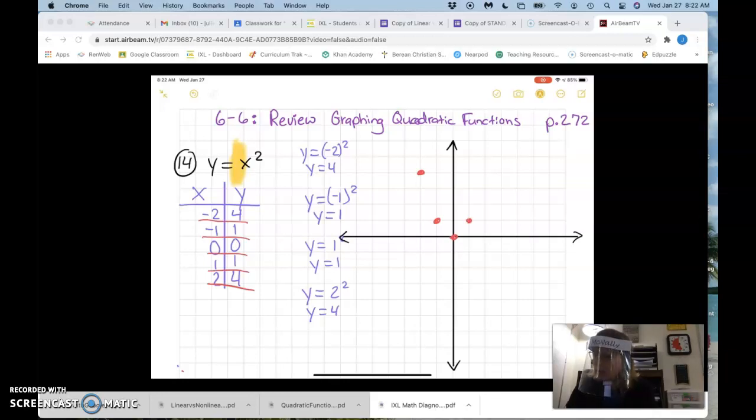My points are mirroring around the y-axis, which makes it super convenient to graph. And then I'm just going to draw my parabola.